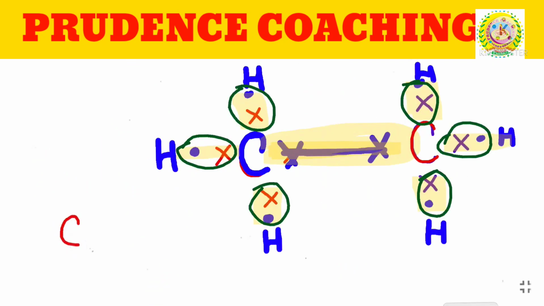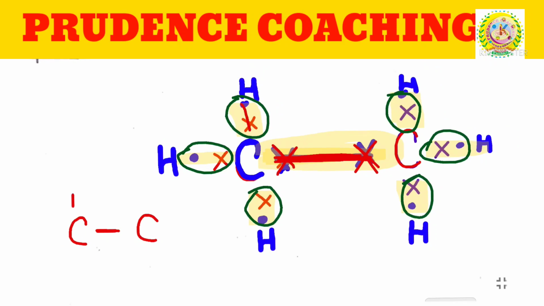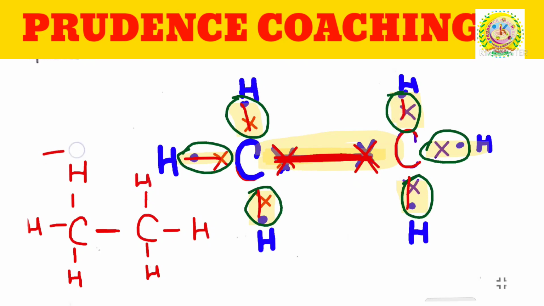First we will draw two carbons like this, and between them we have a covalent bond. Two electrons are shared, that means it will form a single covalent bond. Here we have one single covalent bond with hydrogen. Here we have another single covalent bond with hydrogen. Here we have one single covalent bond with hydrogen. Similarly here one, similarly here one, and here one. So you can draw this particular compound like this.